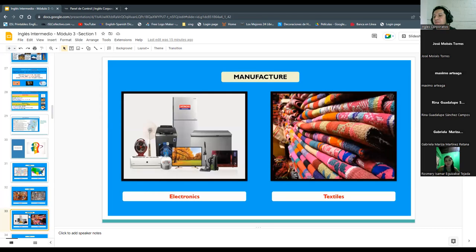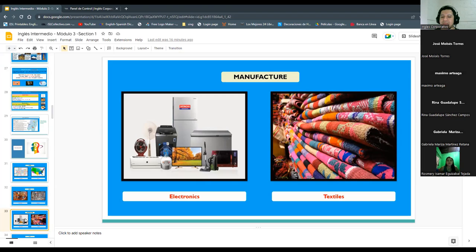Now, a manufacturer, what is the meaning of manufacturer? What does it mean, manufacturer? They are the things that are built in a factory, right? Es fabricar, right? Fabricar, manufacture. So many things are manufactured, for example, electronics. And we can see different electronic devices there, like refrigerator, TV, a laundry machine, fans, air conditioners, ACs, right? We have a lot of things. And textiles, right? In Spanish, it's textiles, but in English, it's textiles.